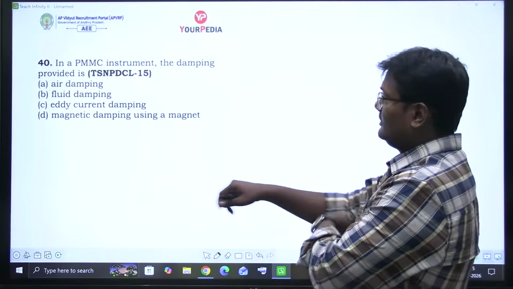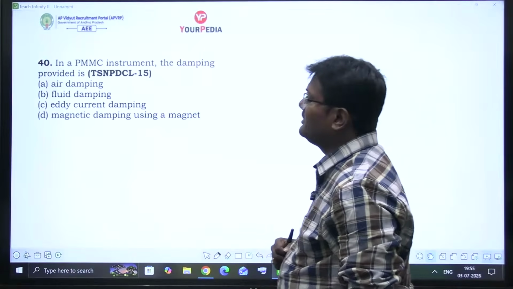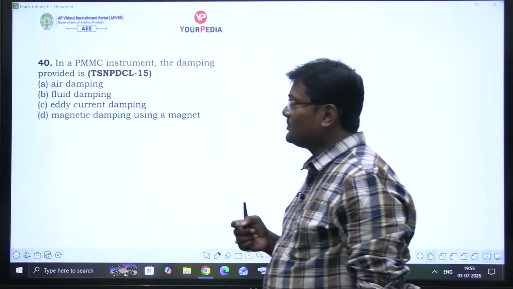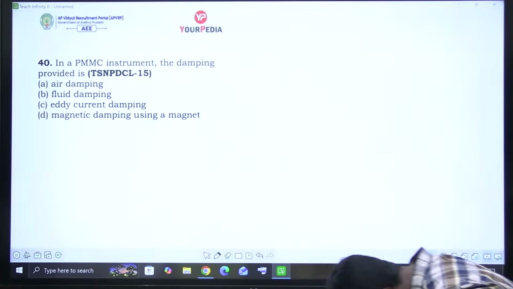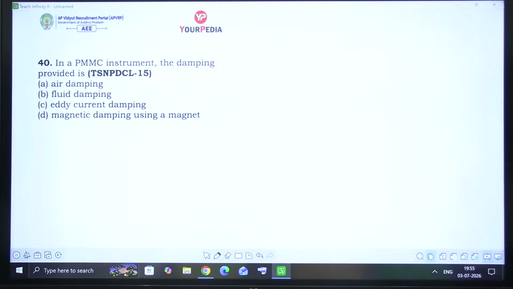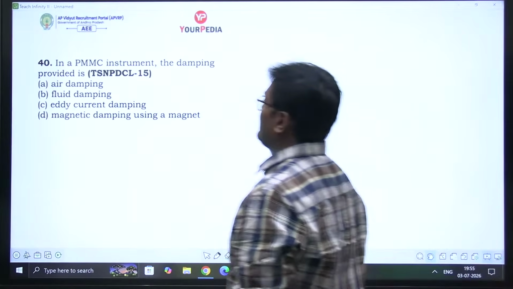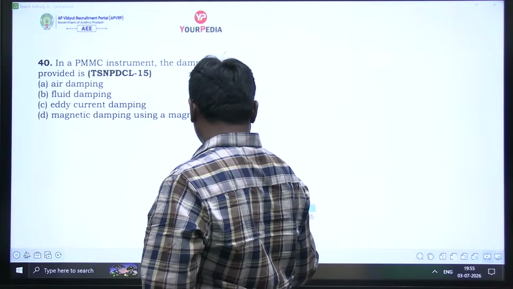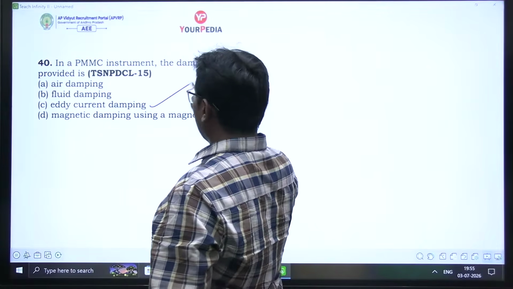Okay. In a PMMC instrument, the damping is provided. In PMMC instrument, which type of damping is used? Okay, already answered. You are thorough with the subject, the measurement subject. Excellent. Yes, all of you are saying only one answer. C is the answer. That's why it is very strong. Eddy current damping. So eddy current damping is the correct answer.